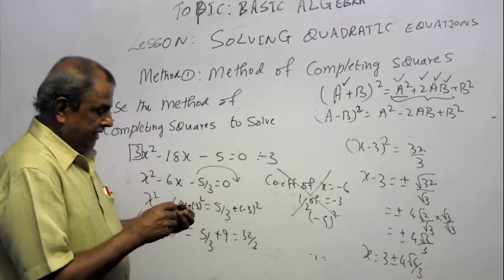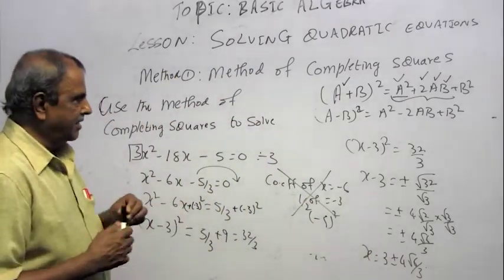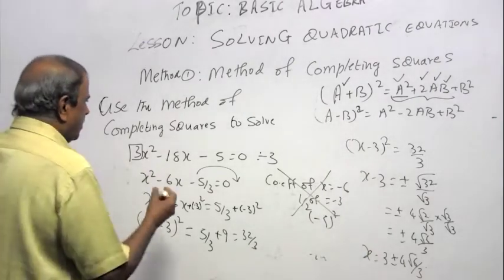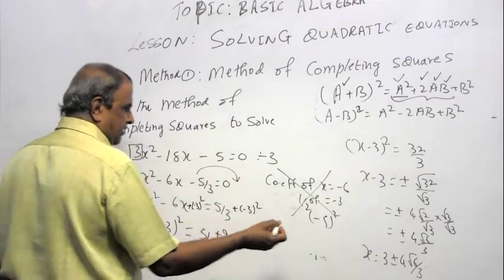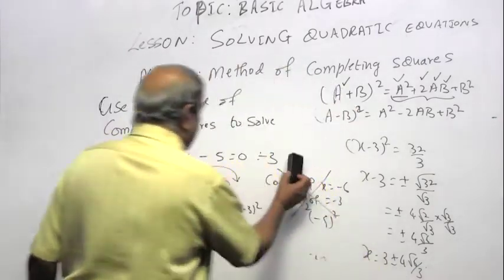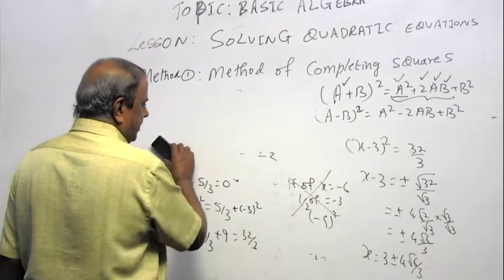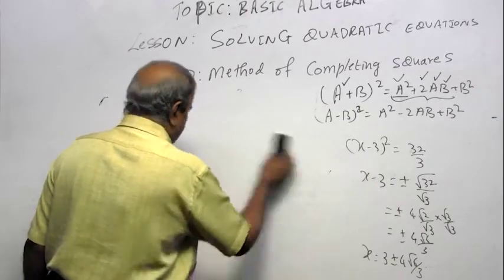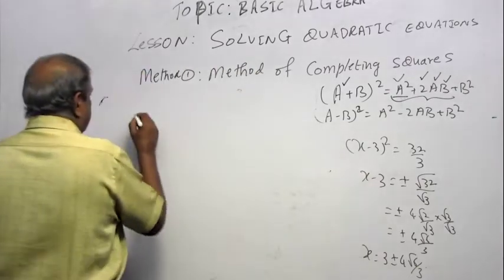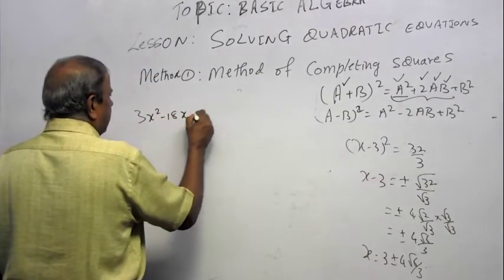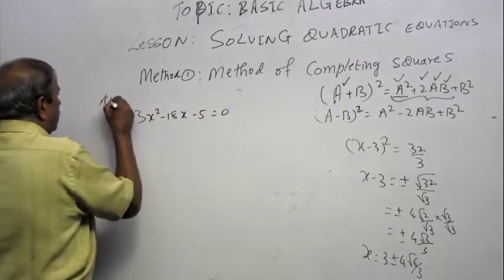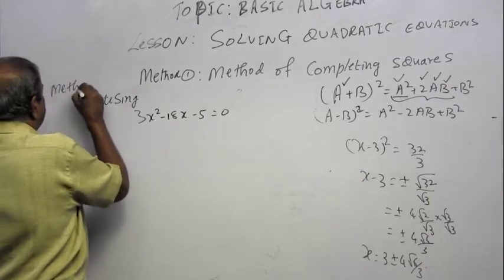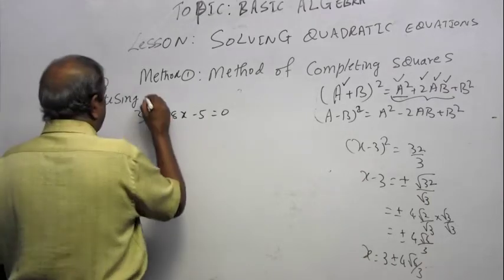Well, you have done this method. You can sneak in the formula to check whether you're right or wrong. Look, just out of interest, that's the answer. So on a rough page, you check whether what you have done is correct. The equation was 3x squared minus 18x minus 5 equal to 0. I'm going to show using formula. Method 2. Using formula.